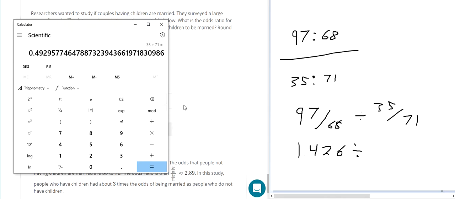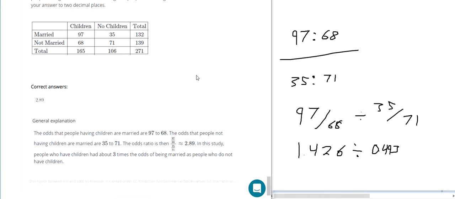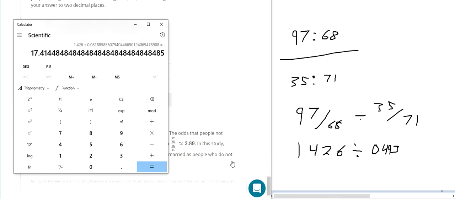So we got 0.493. So when you divide those, I get 17.414, which is not the right answer. What did I do here? Nice, 97 by 68, that looks good.